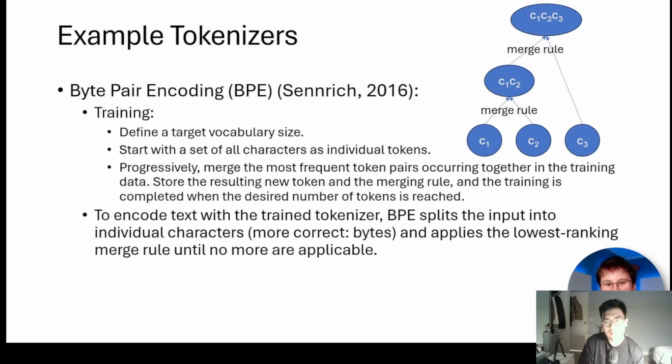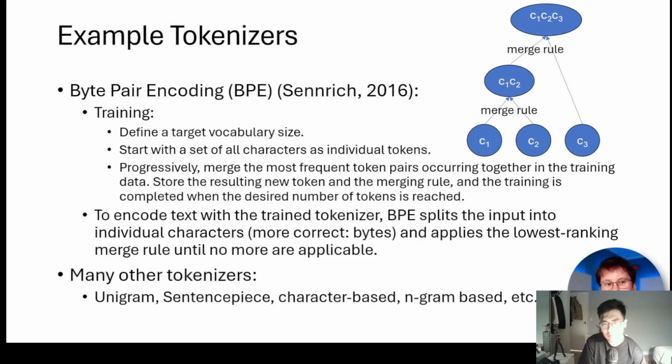So to encode text with such a trained tokenizer, BPE basically splits the input into individual characters, and as I said, this is not exactly characters, it's bytes, and then applies the lowest ranking merge rule until no more are applicable. And there's many other tokenizers other than byte-pair encoding. There's unigram, SentencePiece, character-based, n-gram-based, and so on. And the interesting thing is that for a while, the research on tokenizers was kind of boring, not much was happening, but especially in 2024, the research on tokenizers has exploded, and there are many approaches now to be a little bit more tokenizer-free. If you're interested in that, I can make a dedicated video about it, so let me know in the comments.